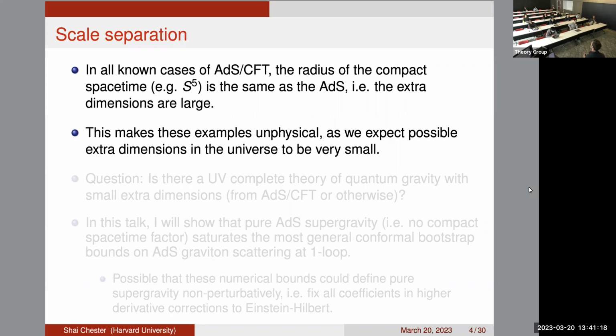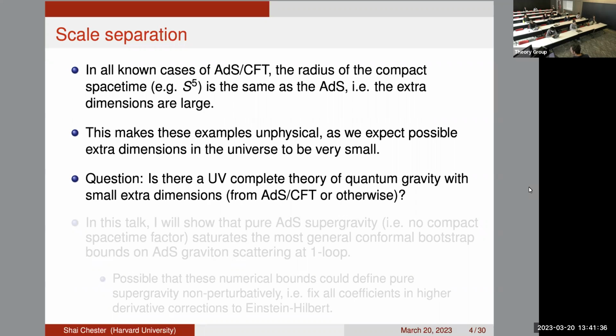And so this makes these well understood examples of AdS/CFT unphysical, because if we were to eventually want to relate string and M theory in 10 and 11 dimensions to what we observe in 4 dimensions by some kind of compactification, we would want the extra compactified dimensions to be very small, which would explain why we don't see them day to day. Whereas these canonical examples of AdS/CFT are the opposite regime, where the extra dimensions are as big as they possibly could be. And so the question is: is there a UV complete theory of quantum gravity, focusing on AdS, the best understood toy case, such that these extra dimensions are small?